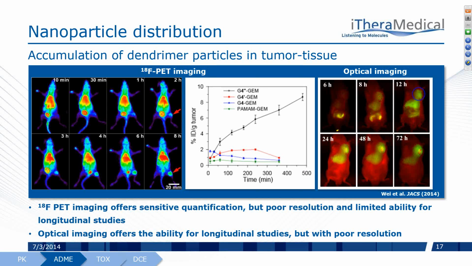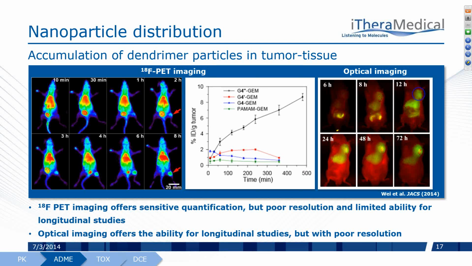So the macrophage binding probe is a relatively small molecular weight imaging agent. Here I have an example of a nanoparticle. Basically, this is a thermosensitive dendrimer that is labeled with a fluorescent dye, or in this case also with fluorine-18. This is a collaboration with a Chinese group in Nanjing, and they've used PET imaging, first of all, to look at the accumulation of this dendrimer in tumor tissue. So on the left, I show fluorine-18 PET images over the course of 8 hours, and we can see the accumulation of this dendrimer in the tumor occurring.